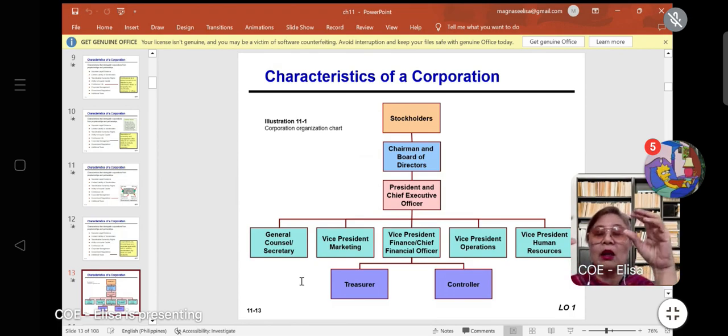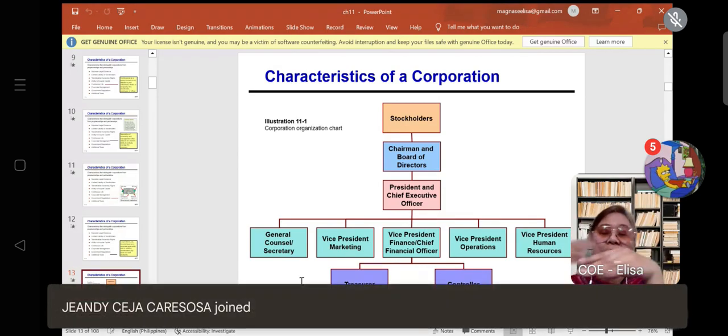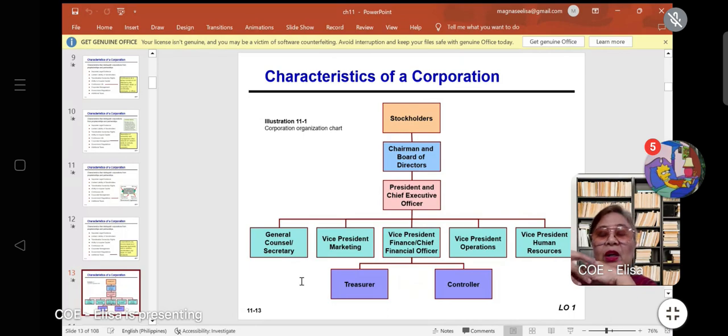And then, it's the board of directors that will hire the executive officers. Your executive officers, you have your CEO, and then you have the VP, vice president for marketing, finance, operations, HR, and then you have your general counsel or secretary. This is your legal, no? And then under your finance, you have your treasurer and the controller. So, typically, mao ni siya for a big corporation.